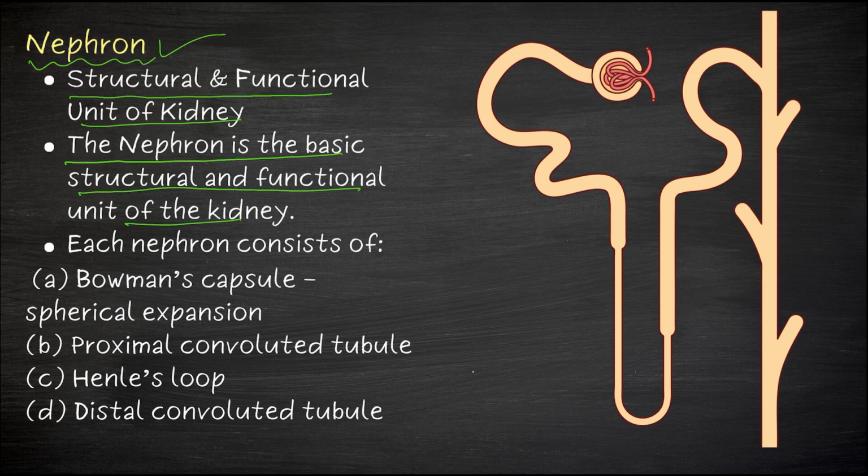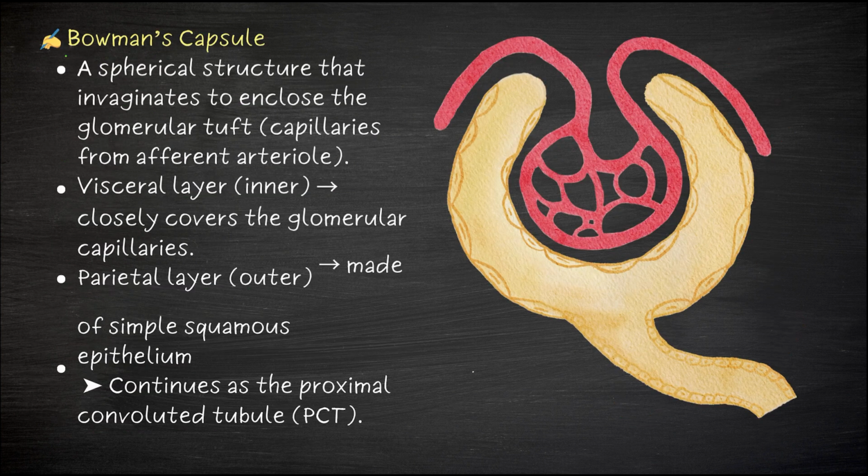Now we discuss the nephron. In this video, we will only discuss the basic concept. Details you will study in histology. As you know, the nephron is the basic structural and functional unit of the kidney. Each nephron consists of what? The Bowman capsule, PCT, Henle's loop and DCT.